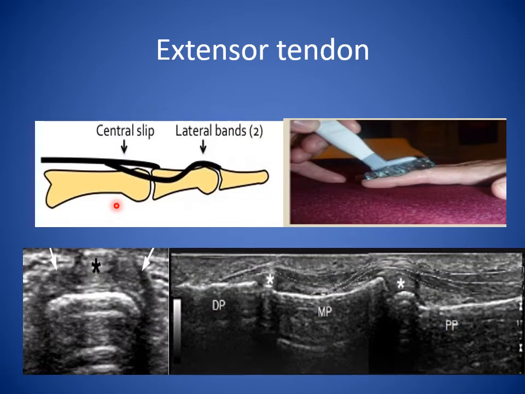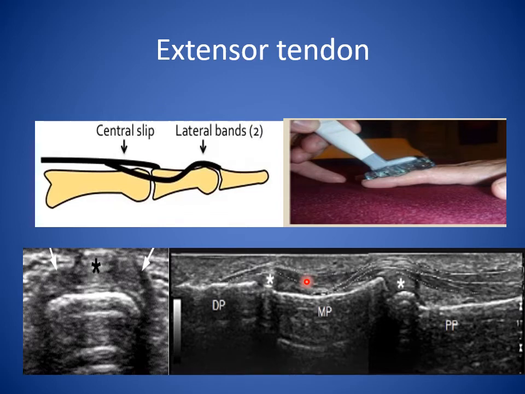As for the extensor tendons, they are formed of a central slip that inserts into the base of the middle phalanx and two lateral bands inserting into the base of the distal phalanx. These are very thin tendons, so we preferably examine them by putting a lot of gel and just applying the probe on the surface of the gel, not doing much compression, in order to give us a view where we can see the skin, the subcutaneous tissue, and the tendons.